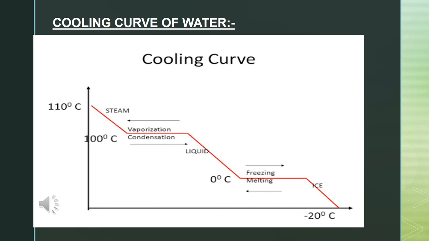And if the liquid reaches a temperature of 0 degrees Celsius it will start freezing, and if the temperature goes below 0, for example -1, -2, -3, -4, -5, -6 or something like that, it would be converted into ice. So basically this is just the opposite of the heating curve. In the heating curve we were moving from bottom to top, but in the cooling curve we move from top to bottom. So this is the cooling curve.